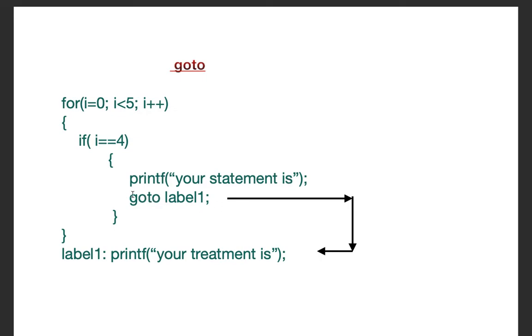Now here goto is written. As the compiler sees goto, it understands that it has to go somewhere. Now where does it have to go? It has to go to the mentioned label, label 1. As it reads label 1, it starts searching where label 1 is mentioned inside the code. So it directly jumps out of the loop, and where the label is mentioned, there it moves and prints the statement, and your program ends.